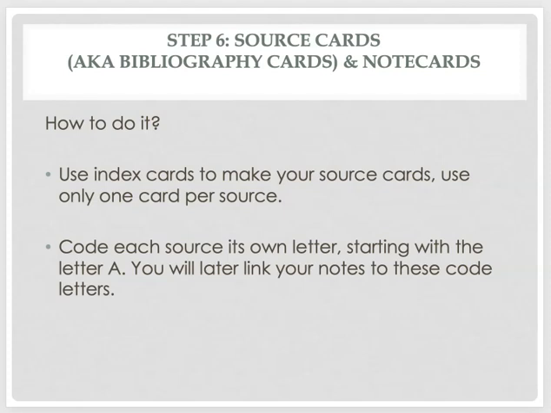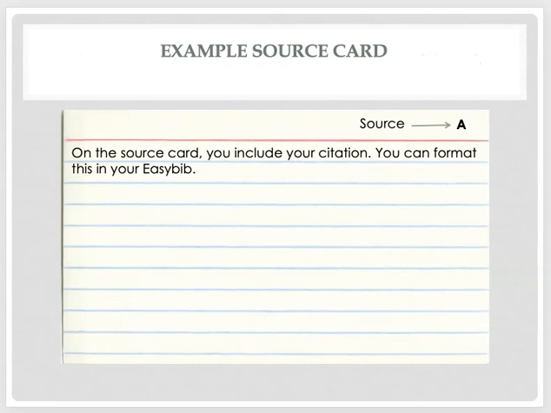How are you going to do this? So first, you're going to use an index card to make your source cards. You're going to use one card only per source. Then you're going to code each source with its own letters, starting with the letter A. You'll later link your notes to these code letters. So here's an example. Over on the right-hand side, up at the top, I have source A. So up in the right-hand corner, all you're going to do is write the letter A.